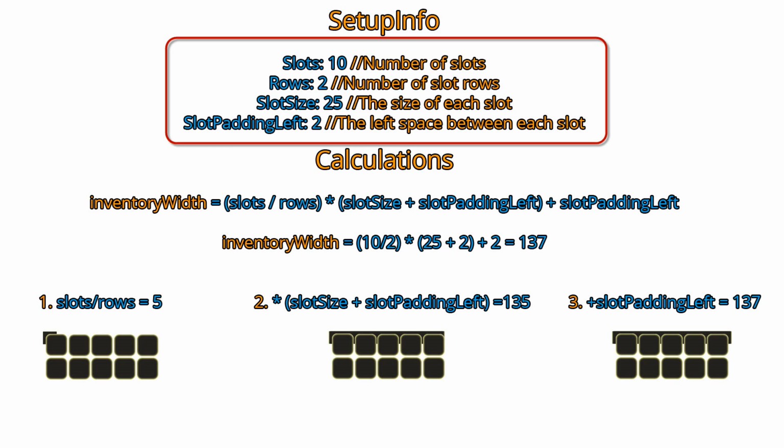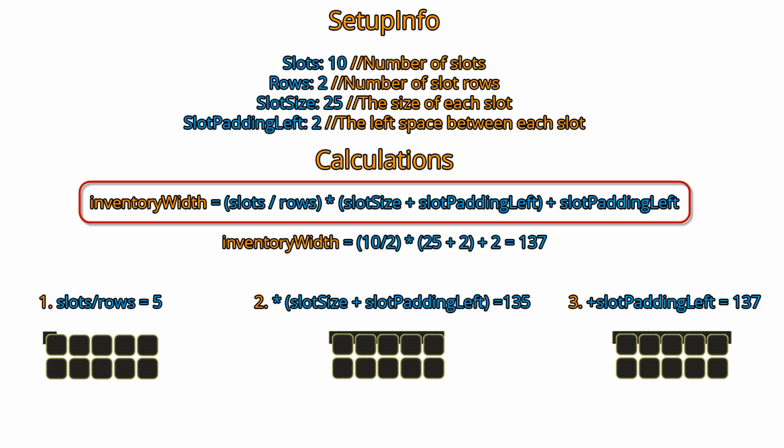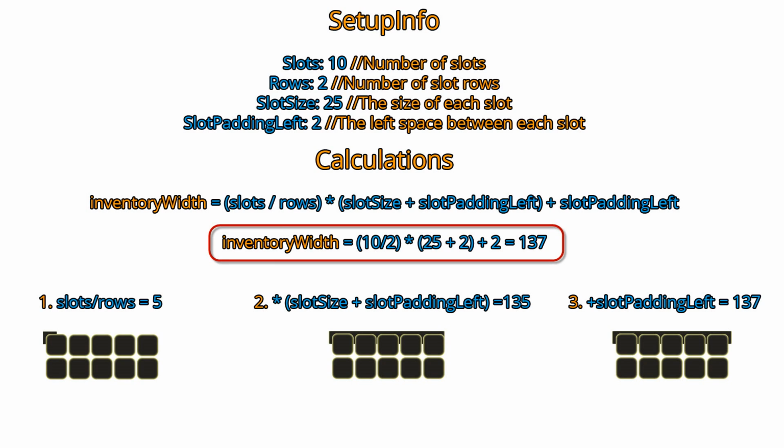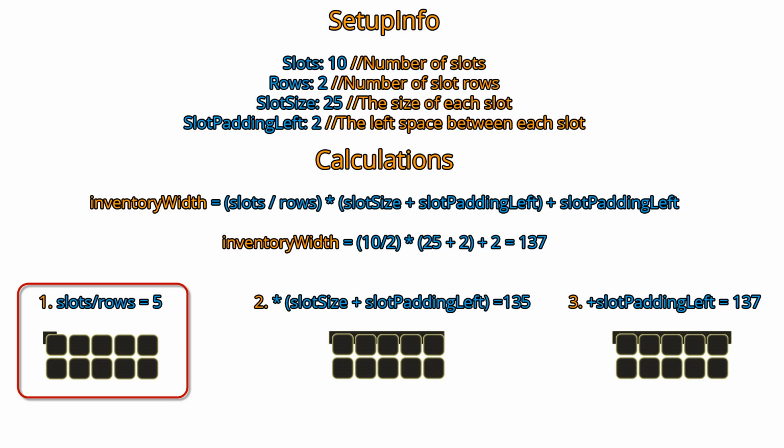So the width of the whole inventory is calculated by taking the amount of slots divided by rows, multiplied by the size of the slots plus the slot padding left, and then adding the slot padding left again, so we get the padding on each side. The inventory width is then basically 10 divided by 2 times 24 plus 25 plus 2 plus 2, and that equals 137.